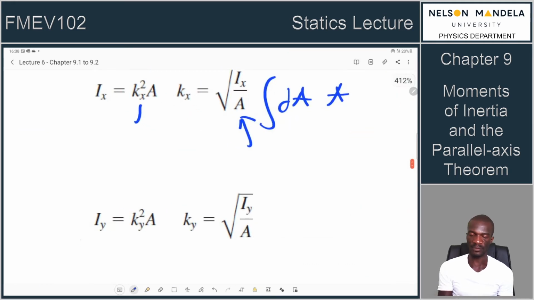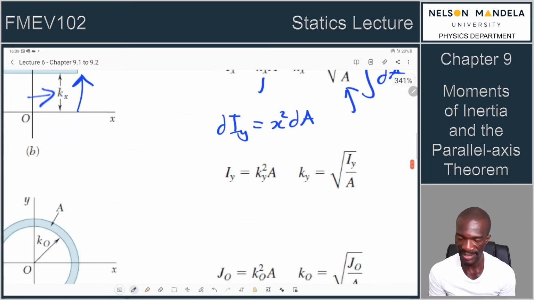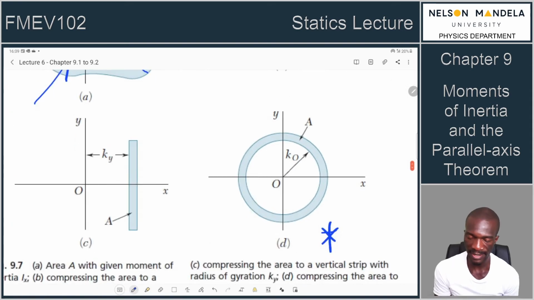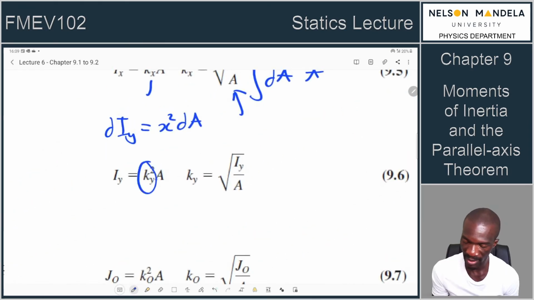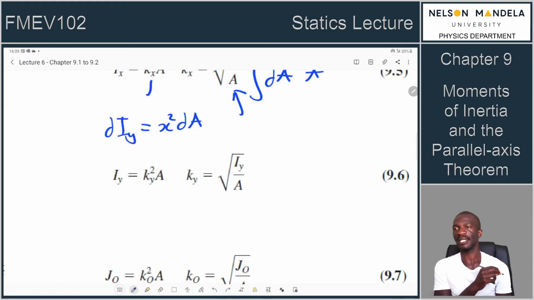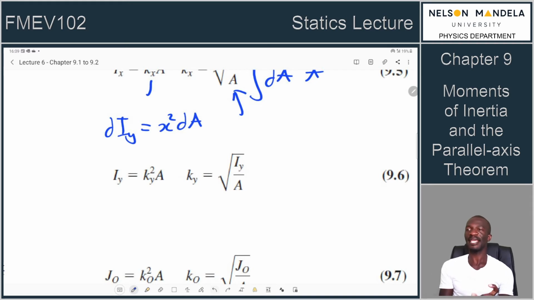Right, the same applies for your Iy, which is simply ky squared A, because our dIy was x squared dA. So for this particular case, our x distance is now represented by ky. If it is represented by ky, we square it, we integrate, and then we get an A. Therefore, the radius of gyration about the y-axis is ky, which is equal to the square root of Iy over A, which is equation 9.6.